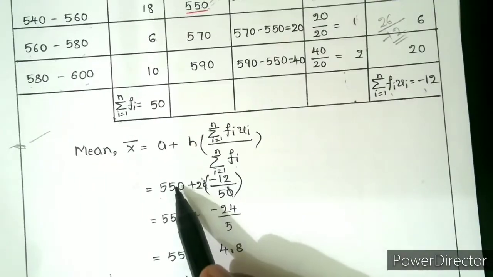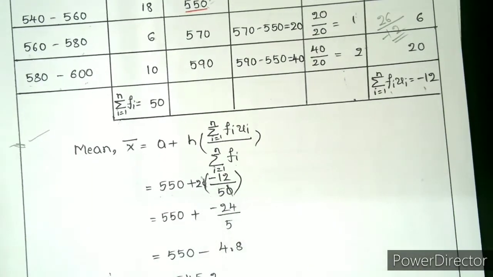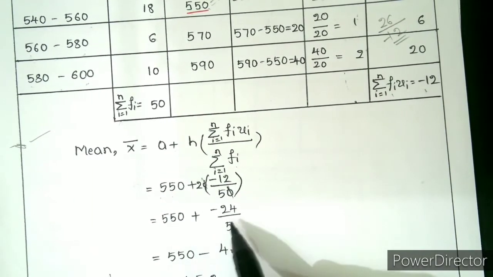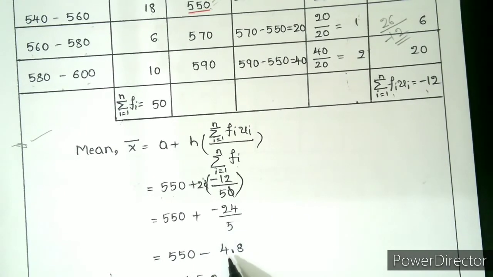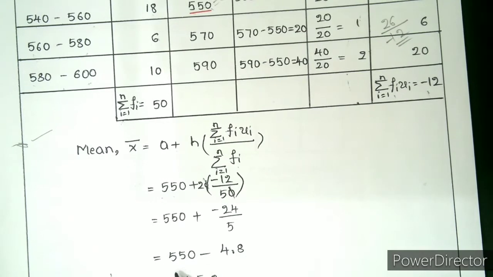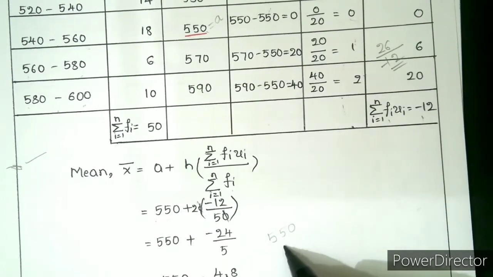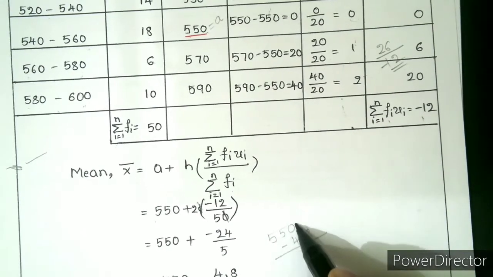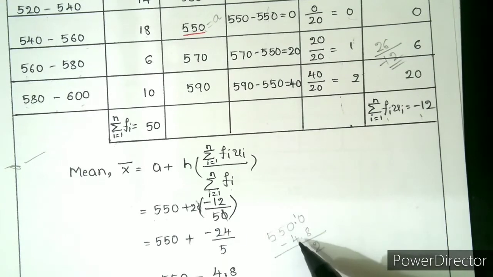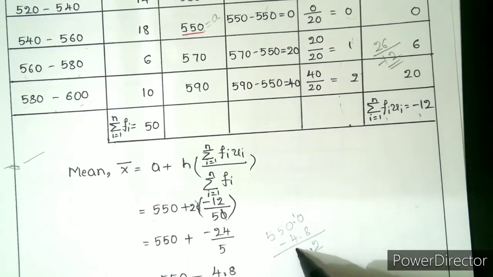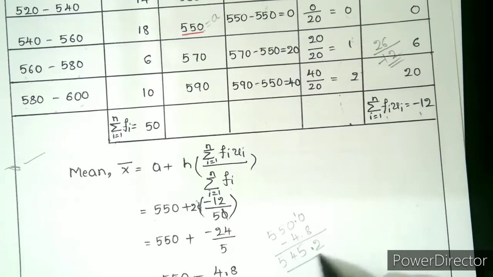So substitute. The value 550 plus 20 times minus 12 by 50. So 0 and 0 get cancelled. So 550 plus minus 24 by 5. So 550 minus 24 by 5, you get minus 4.8. So 550 minus 4.8, subtract like this: 540 minus 4.8, so this becomes 0. So 10 minus 8 you get 2. So 9 minus 4 you get 5. So you take one carry here, the remaining 545.2.